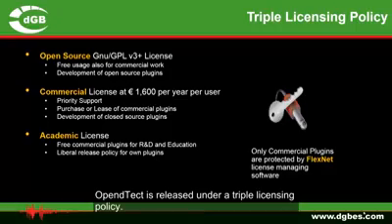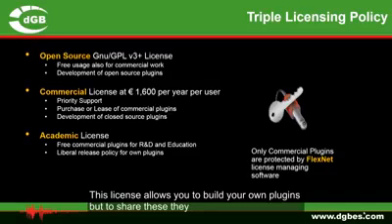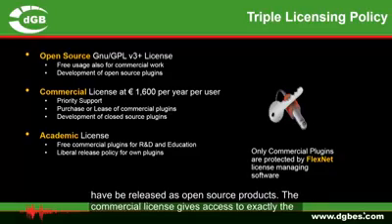OpendTect is released under a triple licensing policy. It is freely available under the open source GNU-GPL license, also for commercial work. This license allows you to build your own plugins. To share these, they have to be released as open source products.